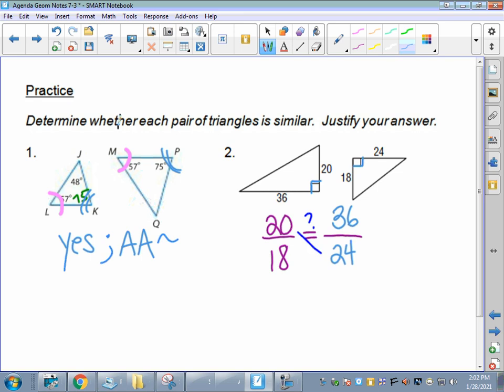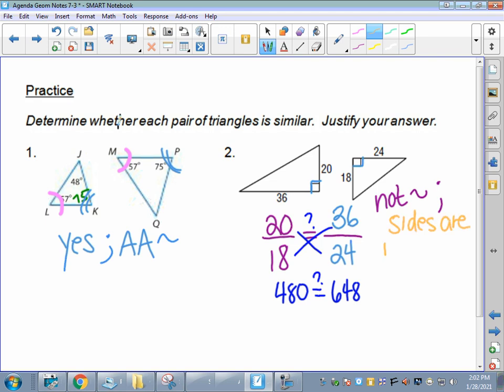So 20 times 24, I'm pretty sure that's 480. Is that equal to 18 times 36? What is that? 600 and something, isn't it? 648? So are these corresponding sides proportional? They're not. So are these triangles similar? Not similar. I'm going to say sides are not proportional. So if the proportion doesn't work, it is not a similar pair of triangles. Sides are not proportional.